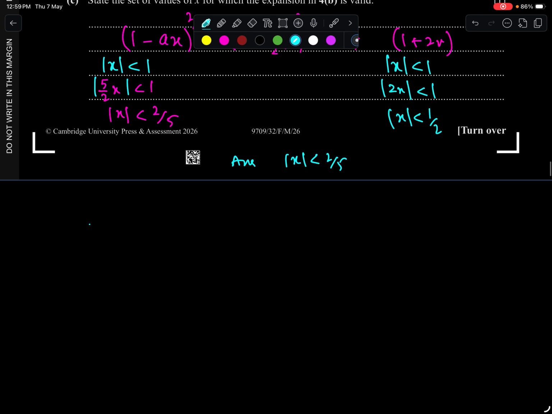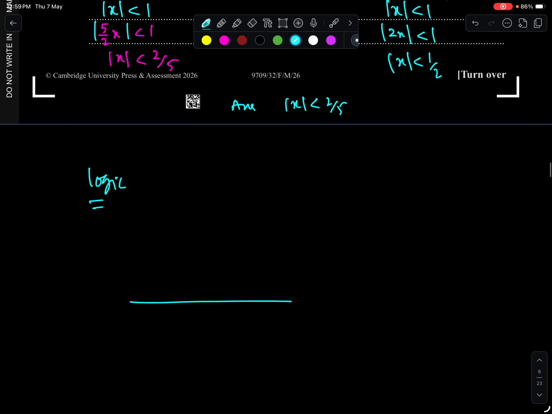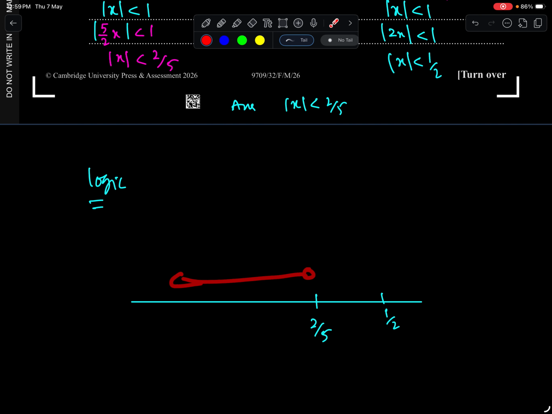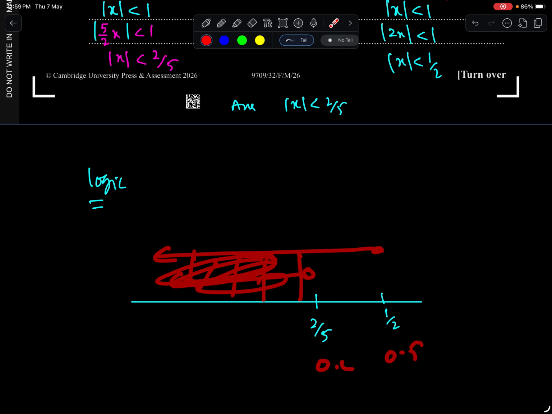And here is the logic. Why smaller value is the answer? Because if we sketch these, so this will go here and this will go here. So that's the solution. This is 0.5 and this is 0.4. So that's the right answer.